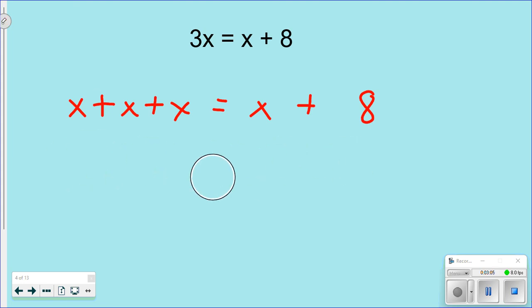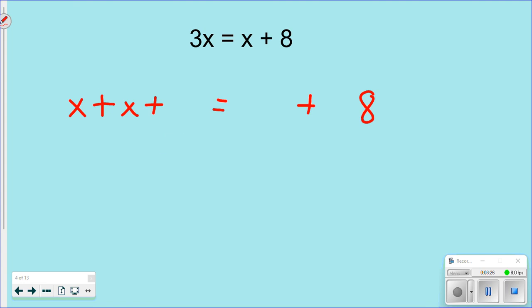So the first thing I'm going to do is I'm going to look here. And remember, my goal is to get x by itself. And so I'm going to take out my duplicates, meaning I'm going to take things out from both sides that cancel each other out. So if I take an x from this side, I'm going to take an x from this side.